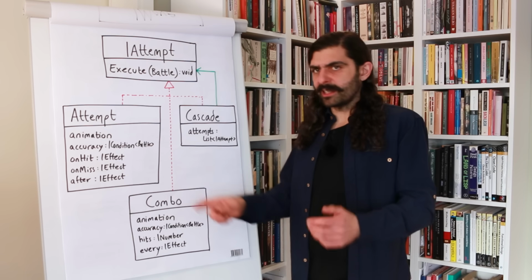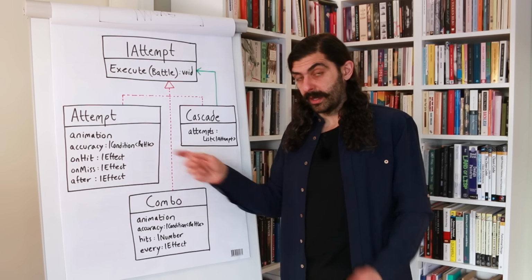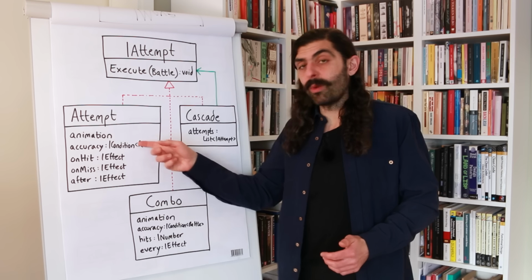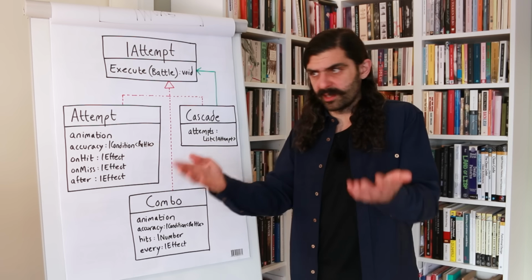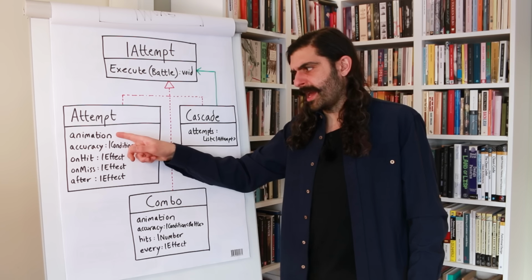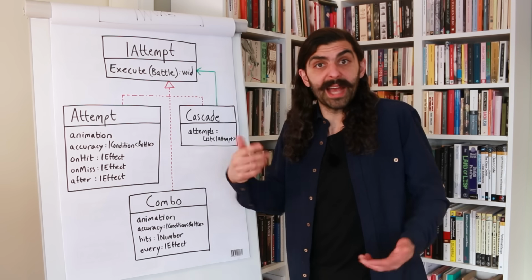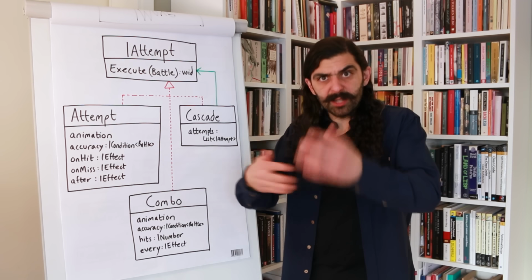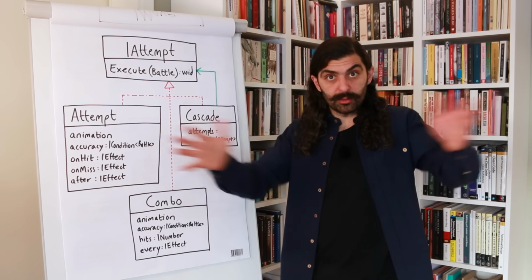You could even do it like this. You could even say accuracy is optional, right? You could say the default accuracy is 1, right? It's a probability of 1. It always hits. So then, in order to instantiate an attempt, you would only have to supply an animation, and you would have to supply an effect for what happens after that animation. But then with constructor overloading, you could be able to express all of them.